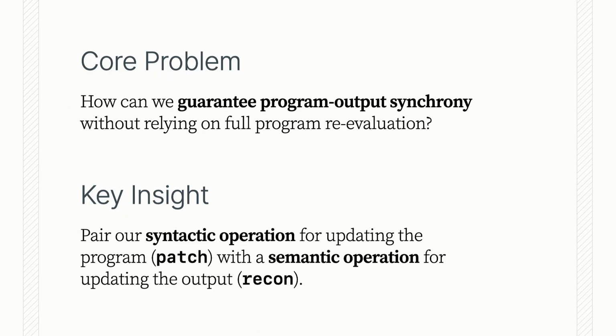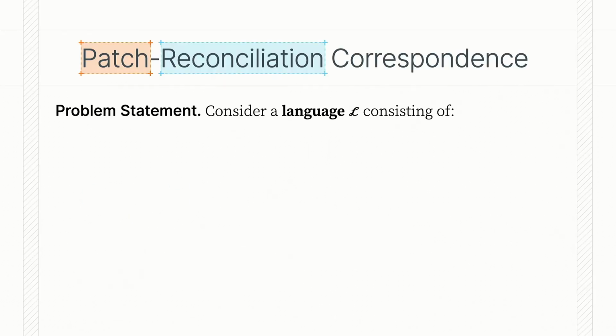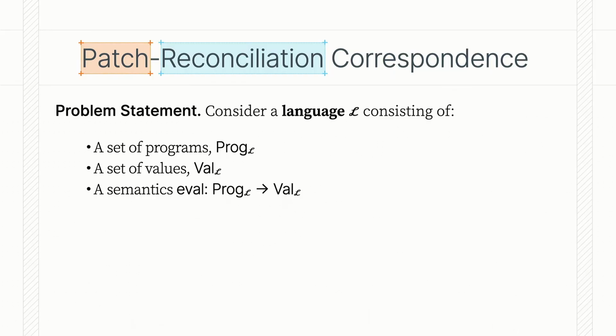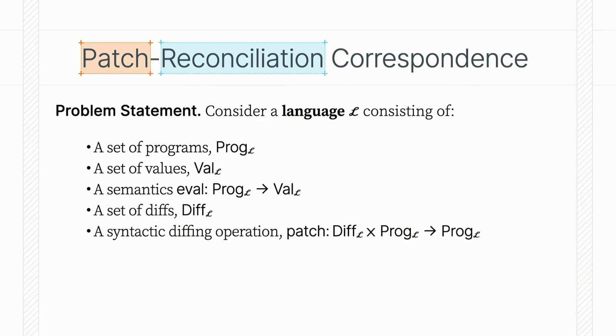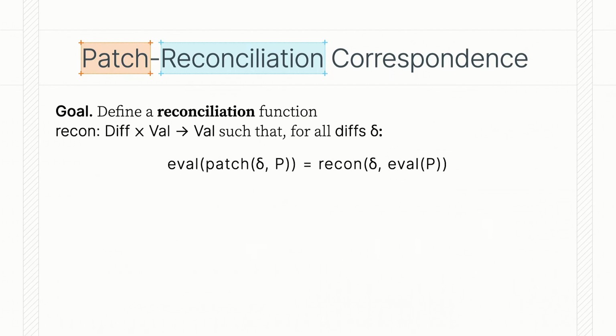Okay, so I mentioned that these two things need to share some kind of correspondence. So let's dive into formally what we mean there. All right, so consider some language L consisting of the following elements. We have a set of programs, a set of output values, a semantics that evaluates programs to outputs, a set of diffs, and then this syntactic diffing operation patch, which takes in a diff and the current program and produces the updated program as output. So our goal then is to define a reconciliation function, which is a function that takes in a diff and the current output and produces some modified output, such that for all diffs, the following equality holds. And we can represent this equality visually as this commutative diagram here.